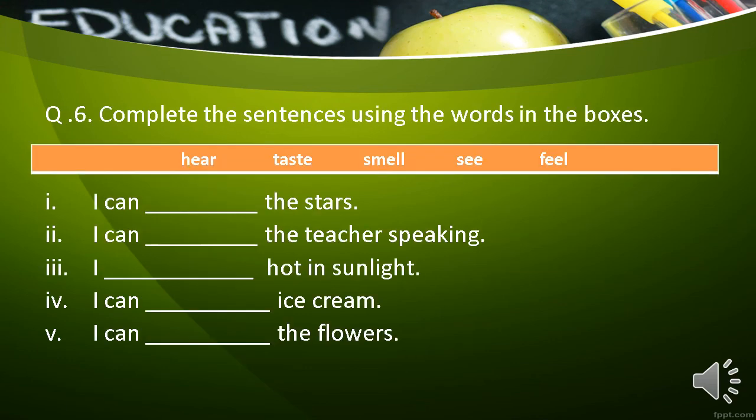Let's do the question number 6. Complete the sentences using the words in the boxes. You have 5 options. Number 1 is I can dash the stars. You have to write the appropriate word. The word is I can see the stars. Number 2, I can dash the teacher speaking. What will be the right answer? Yes, I can hear the teacher speaking.